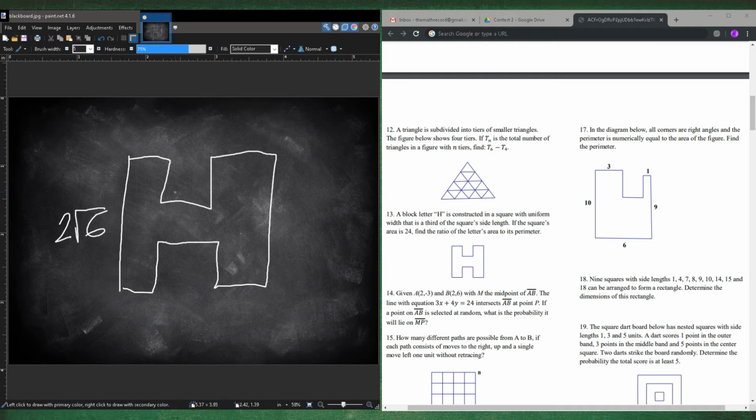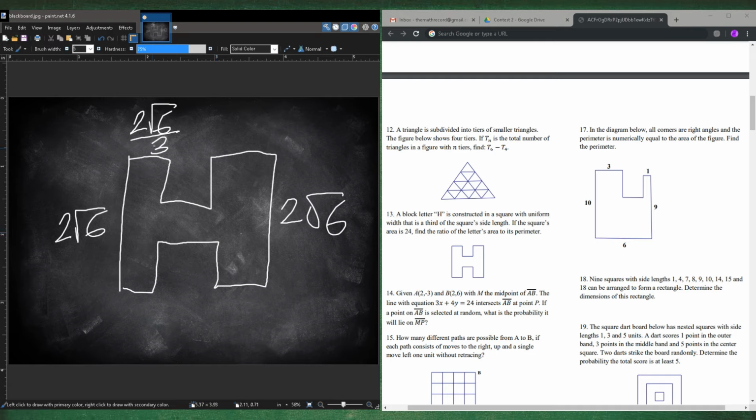So this would be constructed in a square with uniform width. So this is a third. That would be 2 square root 6 over 3, which is the same thing for this and this. And also for the bottom here, here, and here. And this thing is also 2 square root 6, basically. So this is also 1/3, I'm guessing, because this is 1/3, and this is 1/3, and this is 1/3.